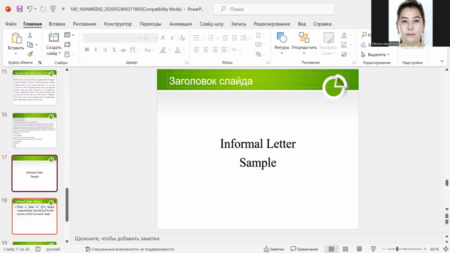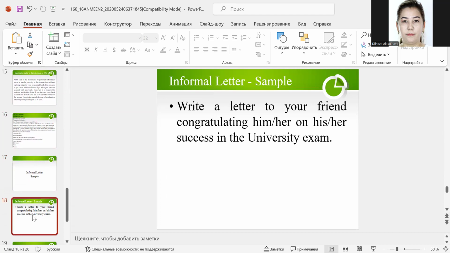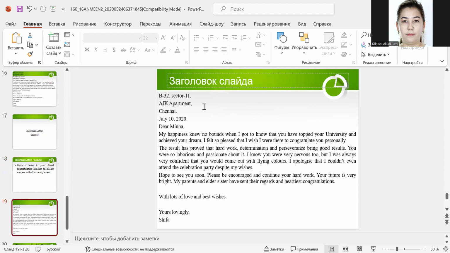And an informal letter sample. Informal letter: write a letter to your friend, congratulating him or her on her success in the university exam. For example, it's the address of him or of her. Dear Manna, my happiness knew no bounds when I got to know that you have topped your university and achieved your dream. I felt so pleased that I wish I were there to congratulate you personally.